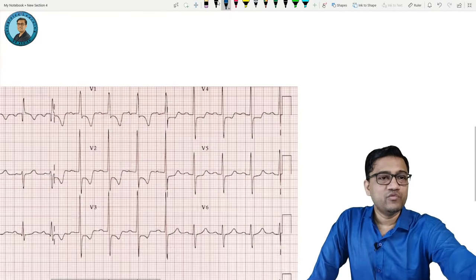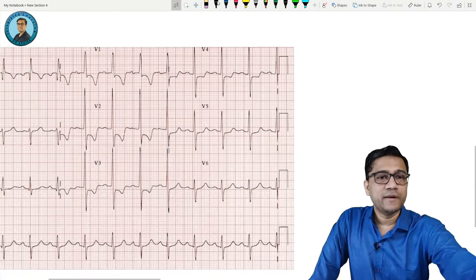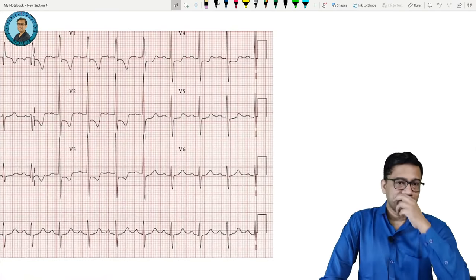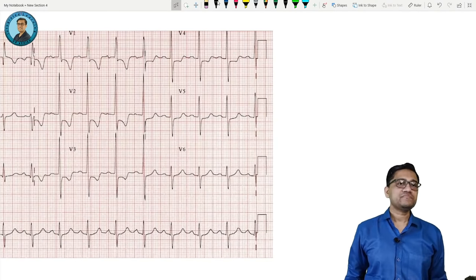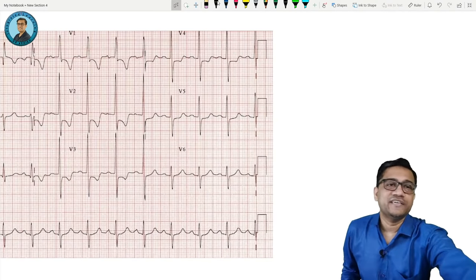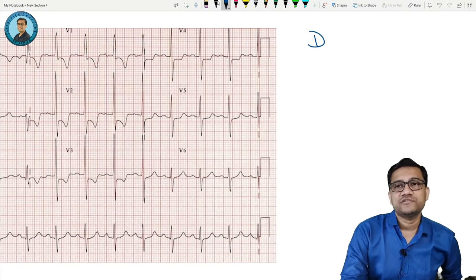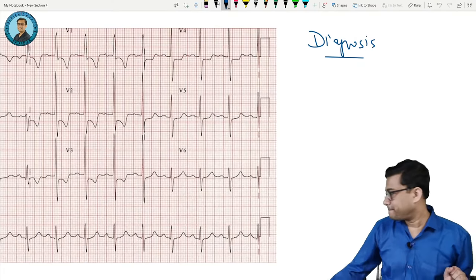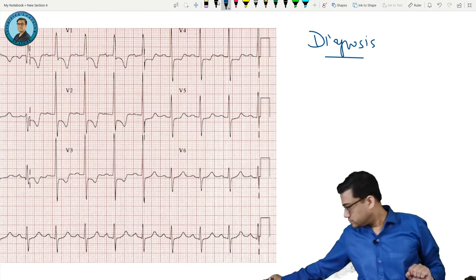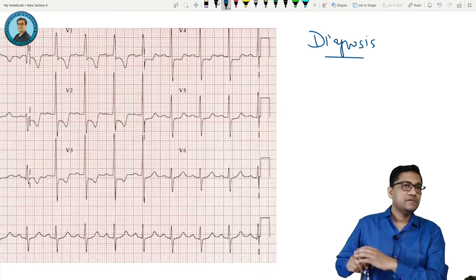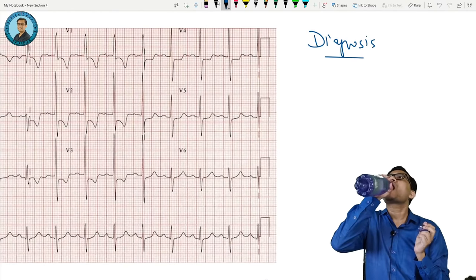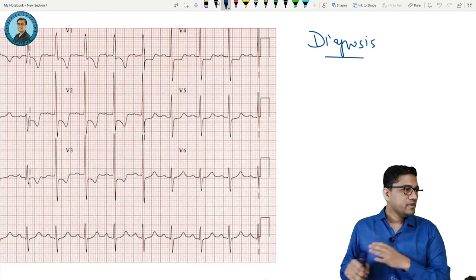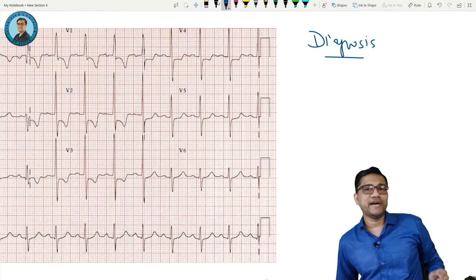One more graph if you want to see. Can you see this one? Try to make a diagnosis. Which axis is it? Try to make an axis. Make a diagnosis. Which is this diagnosis? Last one. So understand and do it.